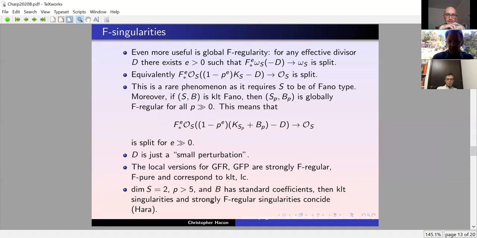And so if we're thinking of a low dimensional problem, like the existence of flips for threefolds, then divisors on a threefold will play an important role, and these divisors are surfaces. For these surfaces, the theory of F-singularities and the usual theory of singularities of the minimal model program, KLT singularities, coincide. So that's the reason why we expect good things to happen.